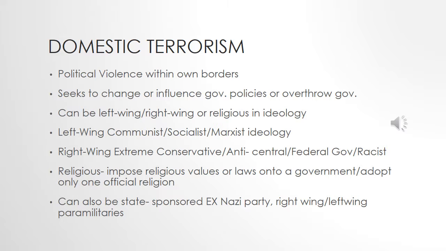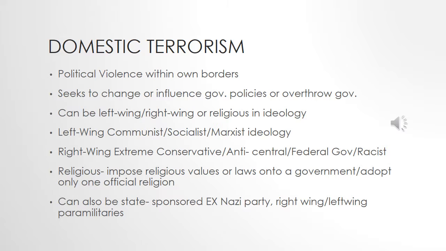Okay, what is left wing and right wing? Well, left wing would be a communist, socialist, or Marxist ideology, which would mean that you would want more state control of the government and more state control of business and other things, and you might even see a curtailment of civil rights. Right wing would be the extreme conservative, very much anti-central government, anti-federal government, and at times could also be some racist groups out there, such as neo-Nazi groups.